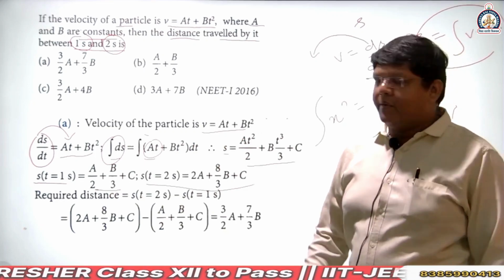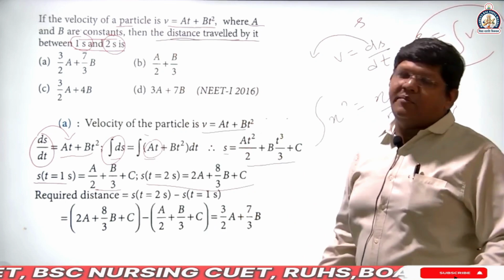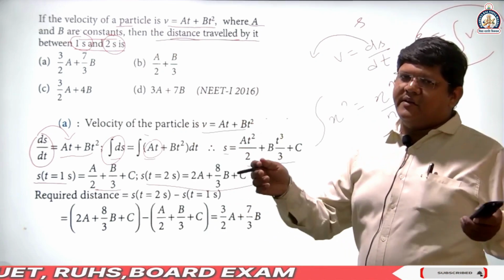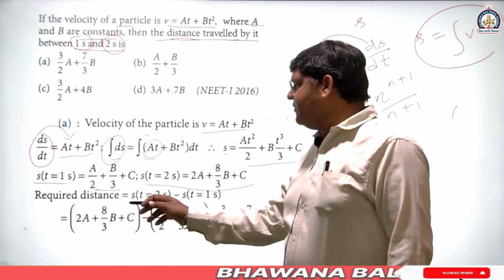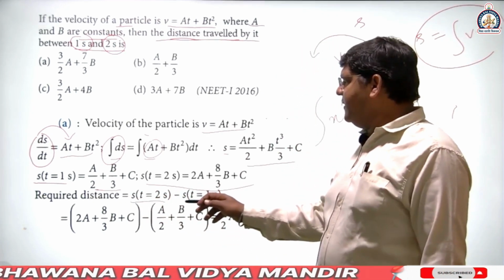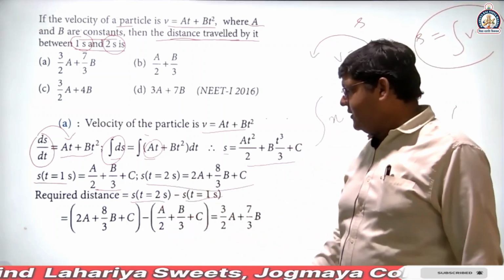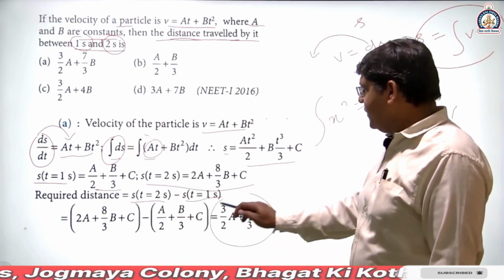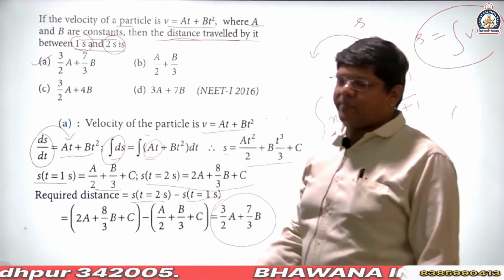But according to the question we have to calculate the distance travelled between 1 second and 2 seconds. So we take the distance travelled in 2 seconds minus the distance travelled in 1 second. So we get the difference between the 2 seconds. The required answer is 3 by 2a plus 7 by 3b. That is our required option number A.